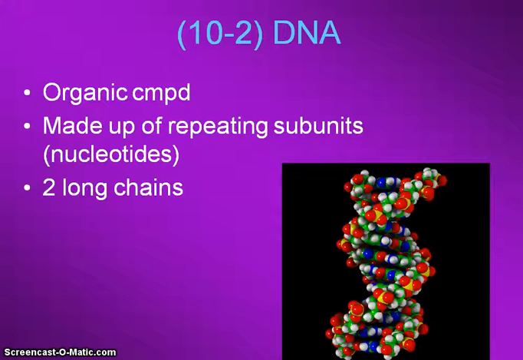Chapter 10, Section 2 discusses the structure of DNA, or deoxyribonucleic acid. It is an organic compound, which means that it is carbon-based, and it's made of repeating subunits called nucleotides. So we talked earlier in the year about how DNA is a polymer, or large molecule, and its monomers are nucleotides. And it's made of two long chains in this double helix structure. Sometimes it's also referred to as a twisted ladder. So it looks kind of like a spiral staircase.